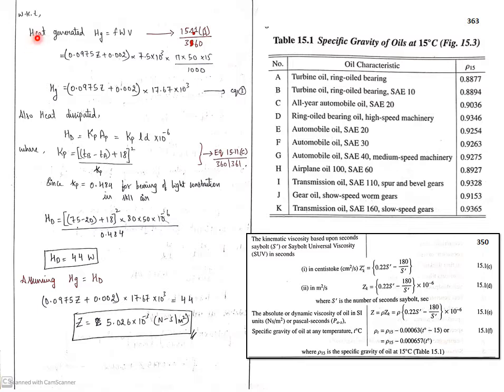Next step is to find the value of Hg. This is a very important step. Hg you will get from the equation on page number 360. Hg is F W into V. F you know, that is in terms of Z. W he has given. V is pi D N by 1000. N we are taking in terms of seconds here, so keep that in mind, and converting D in terms of meters, that's why we are dividing it by 1000. We will get Hg in terms of Z. Just keep it as it is.